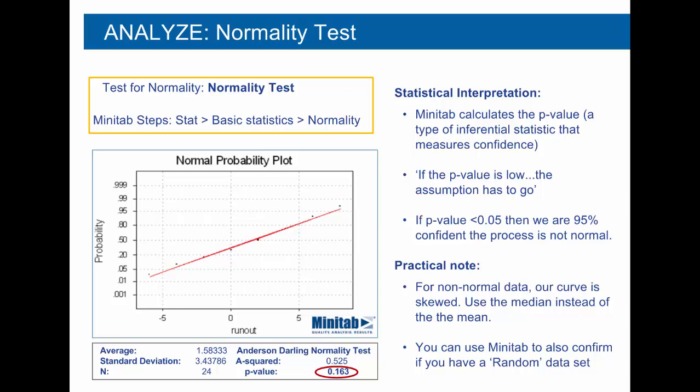Just a couple of practical notes. For non-normal data, as mentioned earlier, the curve is going to be skewed, so use the median instead of the average. Also, Minitab is a best-in-class Six Sigma tool that can be used for a number of other analyses, like checking for randomness.